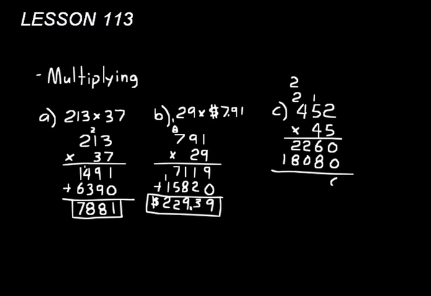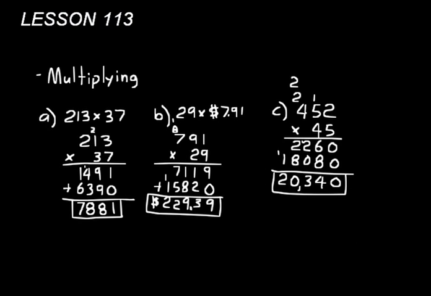And so we add these together. 0, 6 plus 8 is 14. So we need to carry 1 there. And then 2 plus 1 is 3. 2 plus 8 is 10. Carry 1. That's 2. 20,340 is the answer. Remember, we can always estimate our answers on these kinds of problems to help us see if we got it right or not.